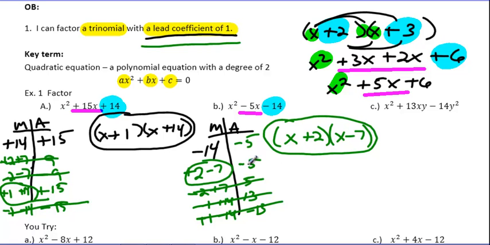Now, looking at example C, you'll notice that we have extra variables in there. It's not going to change the way we attack this problem. First thing we're going to do is make our MA chart.